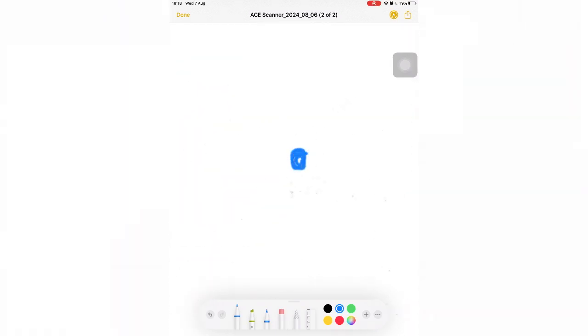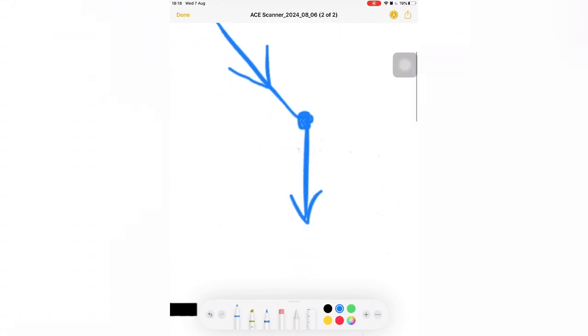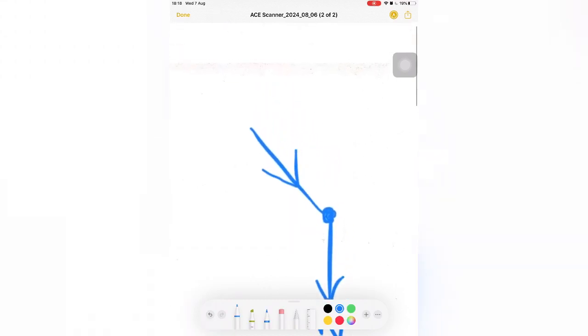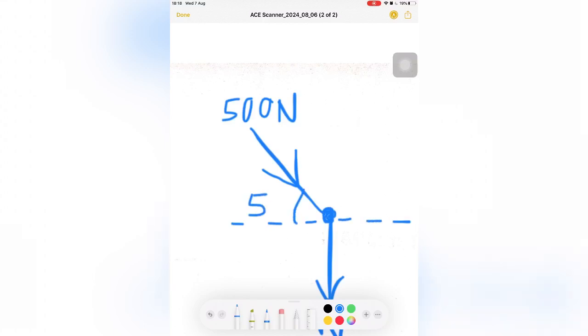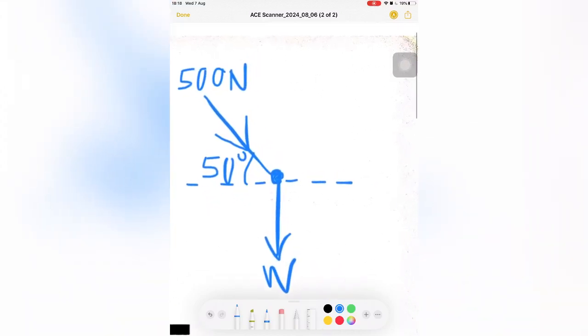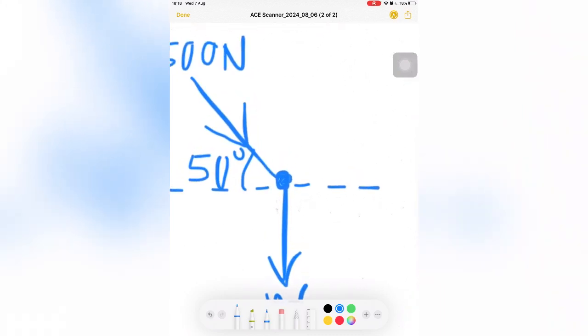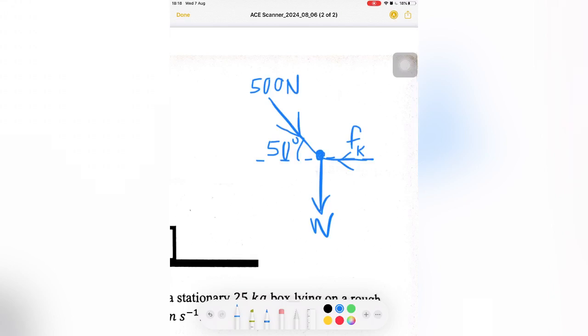This is the box. The force F is acting on here, and then the weight is acting downwards here. Let's label the force 500 N, and then the angle is 50 degrees. Where is the frictional force? It opposes the direction of the motion, so the frictional force is acting towards the left. Frictional force Fk.